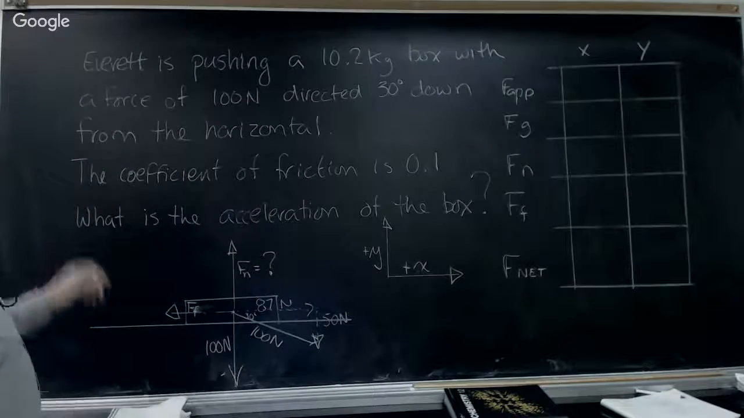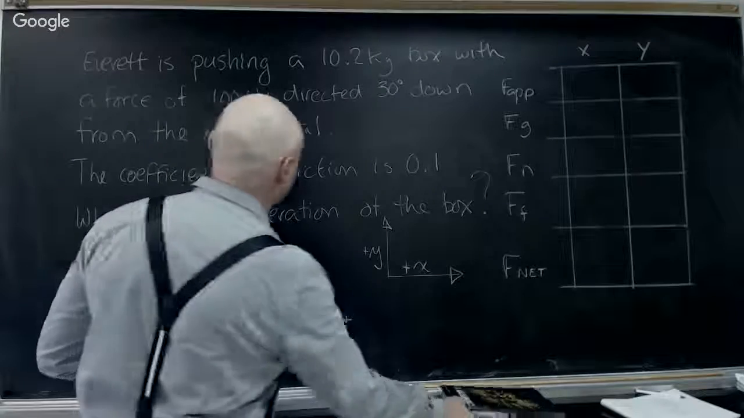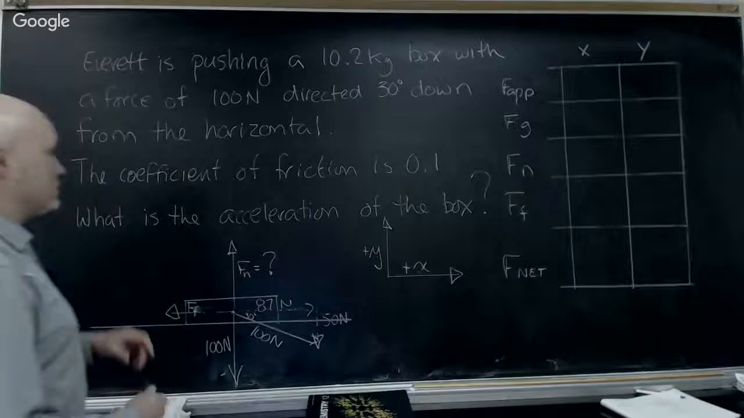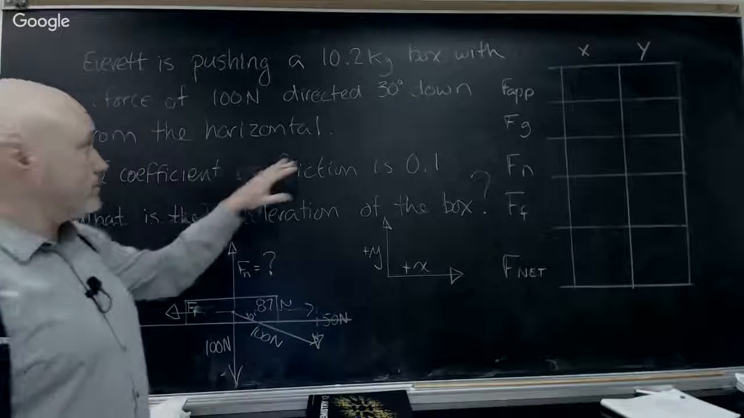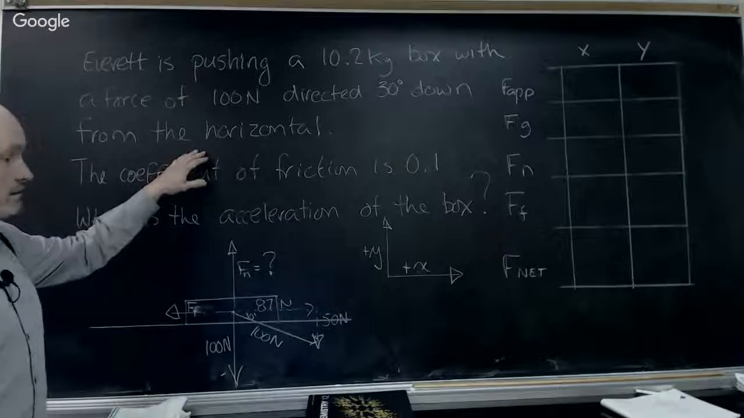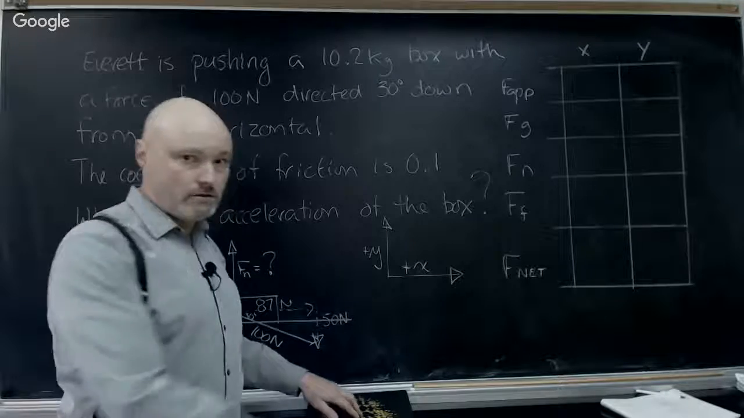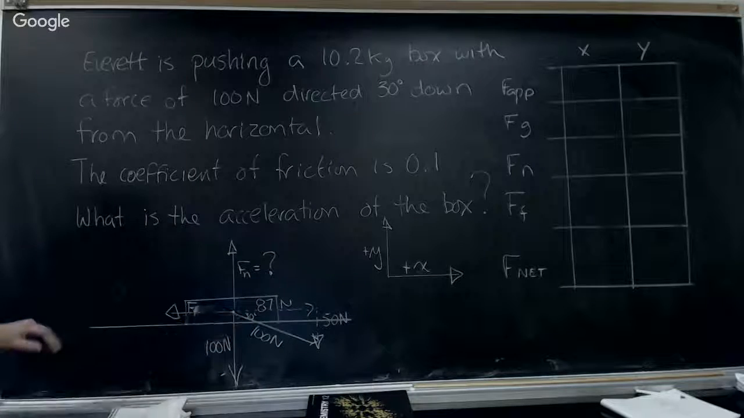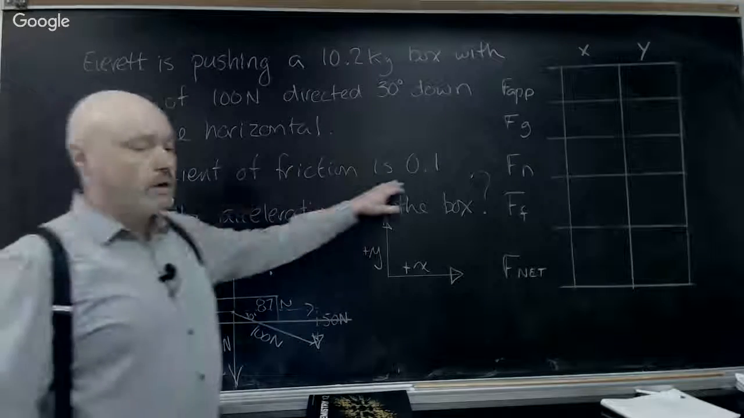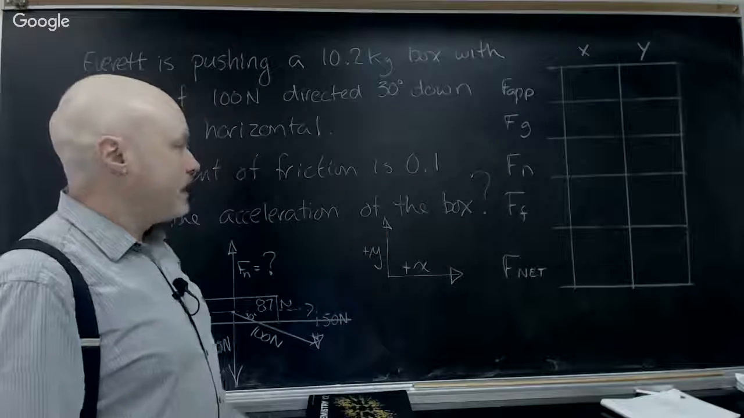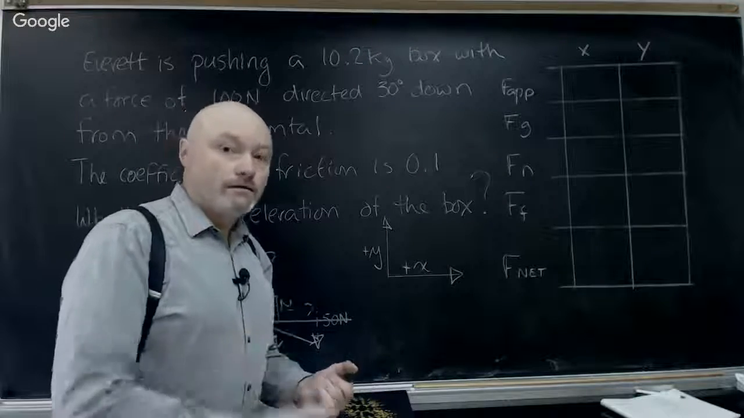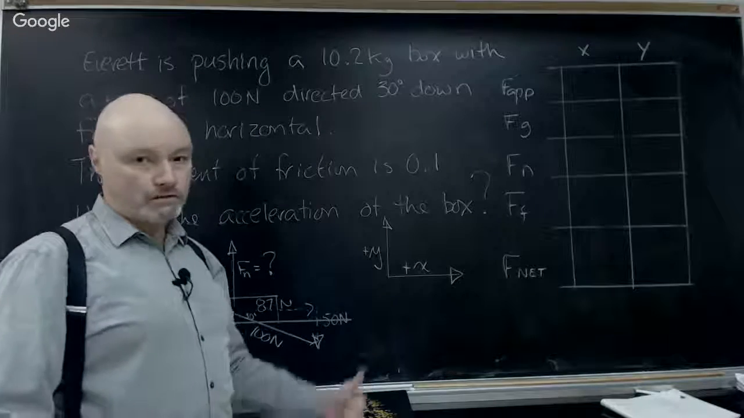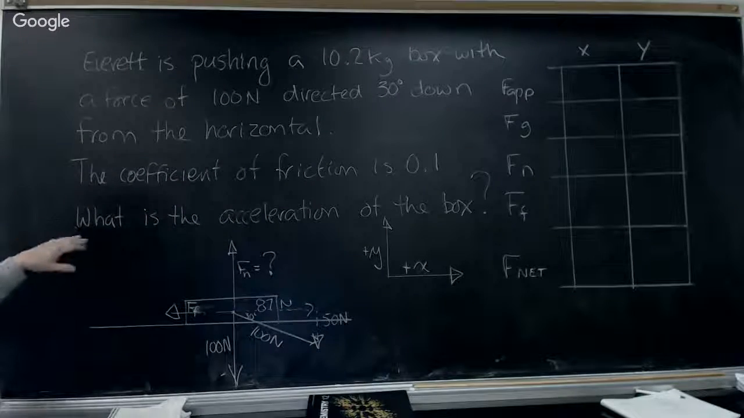Okay, so here's our problem. Eric is pushing a 10.2 kilogram box, which is being represented by this chemistry textbook, with a force of 100 newtons directed 30 degrees down from the horizontal. So component of it into the horizontal, component of it parallel with the horizontal surface. Coefficient of friction is 0.1. And if you remember, to find the force of friction, we multiply the coefficient of friction by the normal force, which is perpendicular to the surface. What's the acceleration of the box?